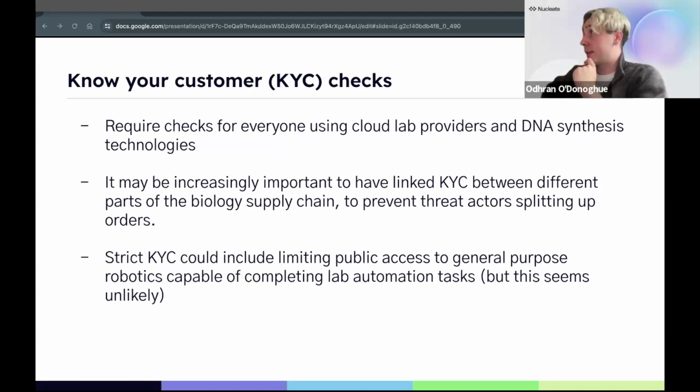With something like know your customer checks, we may say, hey, we're not going to give this lab automation model to anyone who is an academic or anyone who hasn't gone through a certain degree of security clearance. These are real considerations we need to make as a field.